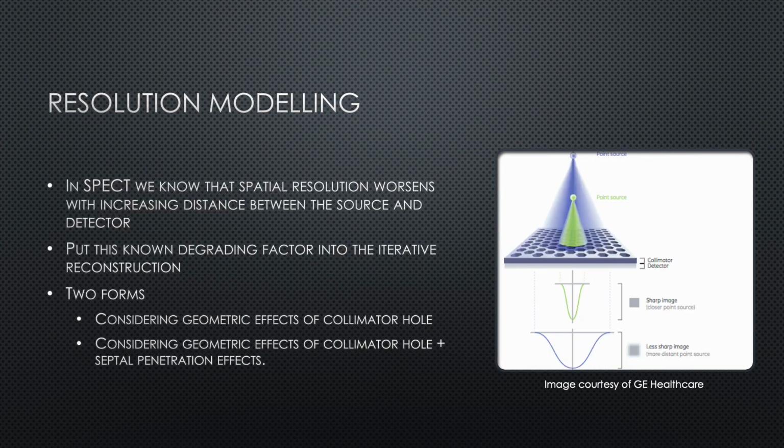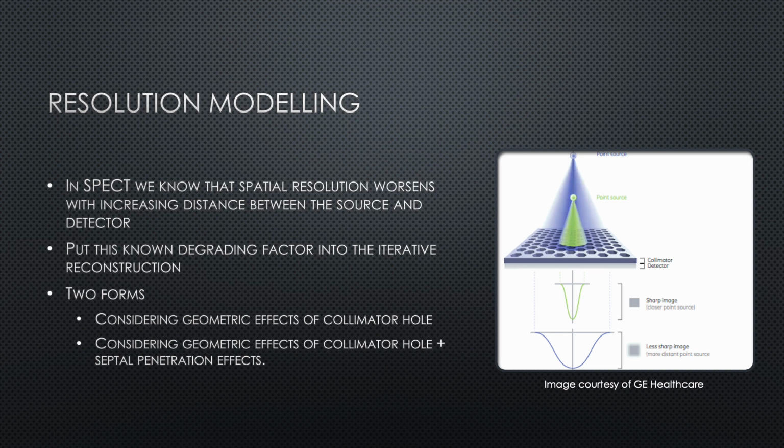Resolution modelling helps improve the spatial resolution of our SPECT images, and through its algorithm can reduce noise in the image too. But how does it work? Well, we know in SPECT that spatial resolution worsens with increasing distance between the source and the detector, as we're showing in the image on the right there. So if we know the distance between the source and the detector, we know the resolution effect, and we can put this factor into our iterative reconstruction.